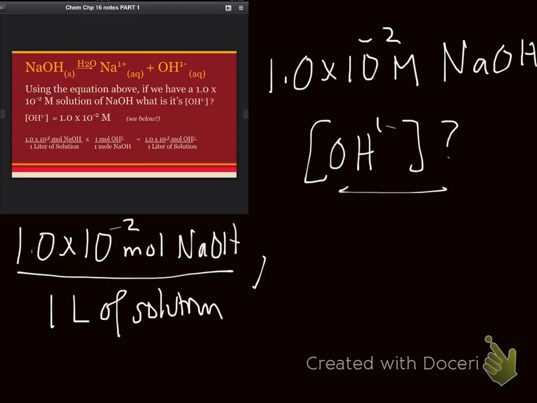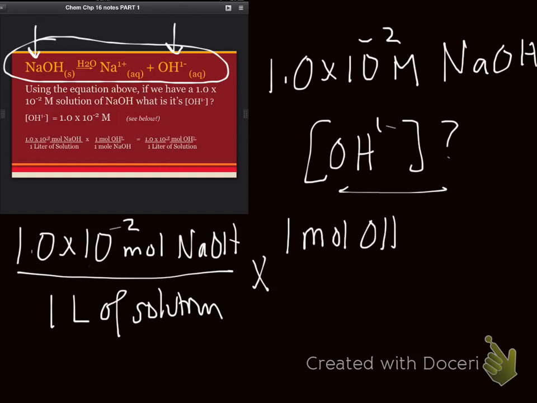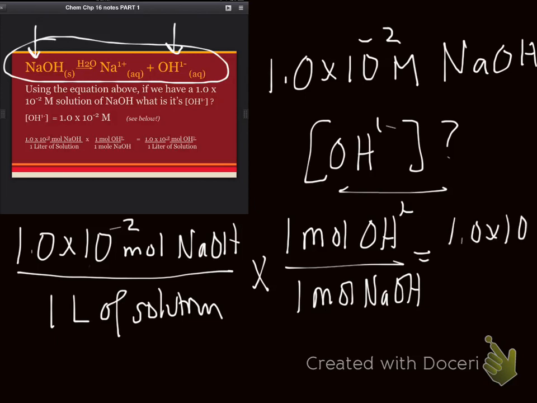Okay. Well, we know from this dissociation equation that every mole of sodium hydroxide that we dissociate is going to produce 1 to 1. It's going to produce 1 mole of hydroxide ions. So we can multiply this by that conversion factor. We'll get 1 mole of hydroxide ions for every 1 mole of sodium hydroxide that we put in. So what that means is we have 1.0 times 10 to the negative 2nd moles of hydroxide ions in every 1 liter of this solution. Does that make sense?